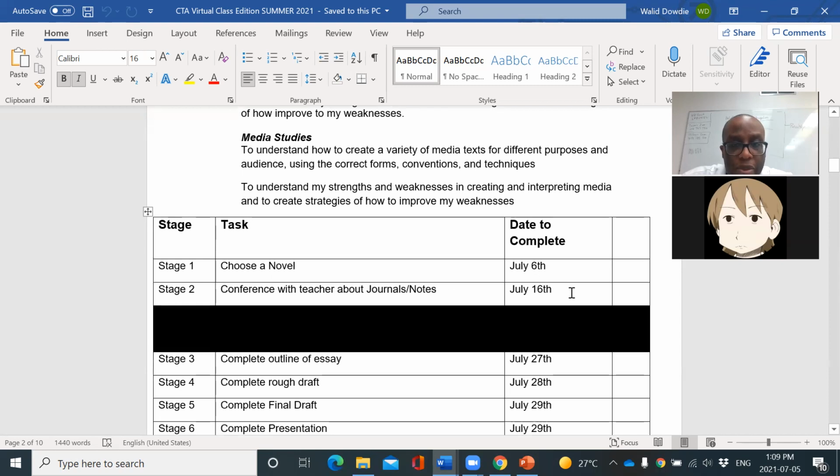Then on the 16th, which is about 2 weeks, we're going to have a conference where you're going to create a series of notes, basically, and I'll go over what that should look like. Again, when I was in grade 10, I remember I used to make journal entries and you had to check them. Grade 12, we're not going to do that. I'm going to say, here's the structure of what the notes should look like.